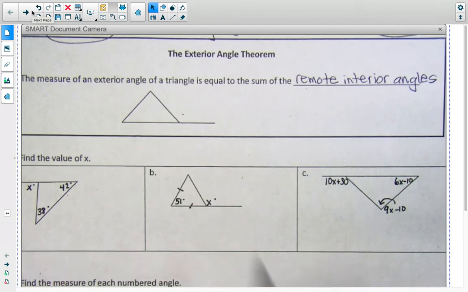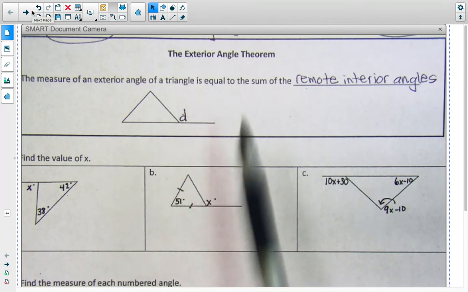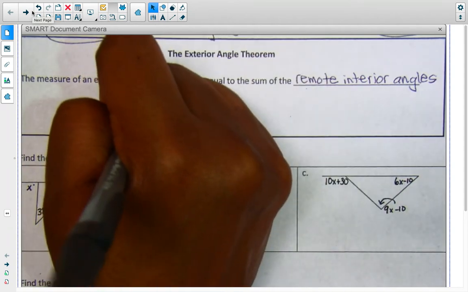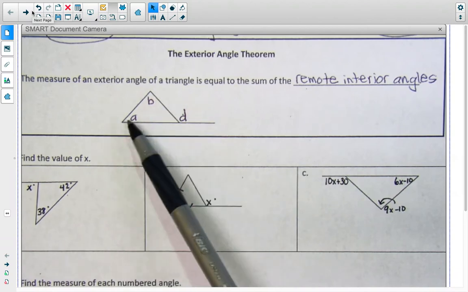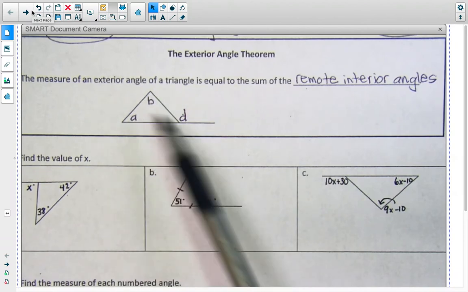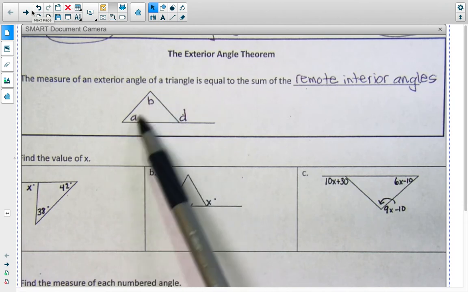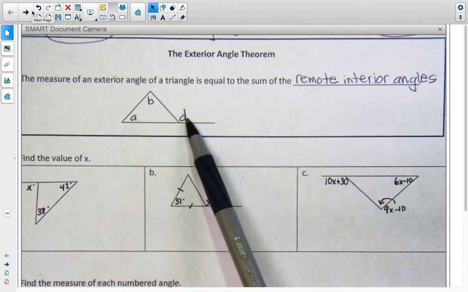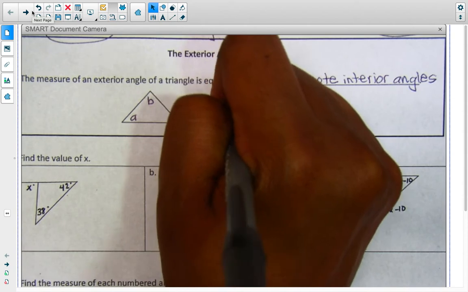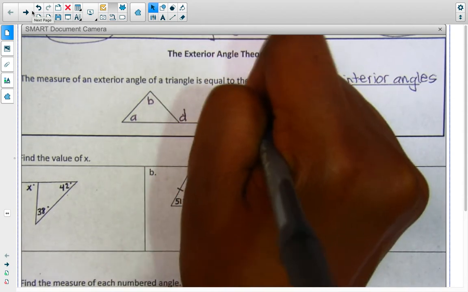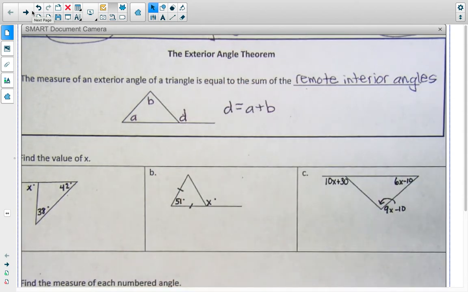if I have an angle that's on the exterior. So exterior means outside. So if I have an angle on the outside, I can find that angle by adding the two inside angles that it is not attached to. So these are called the remote angles. So if I add these two up, it'll give me my exterior angle. So the exterior angle is equal to the sum of A plus B.